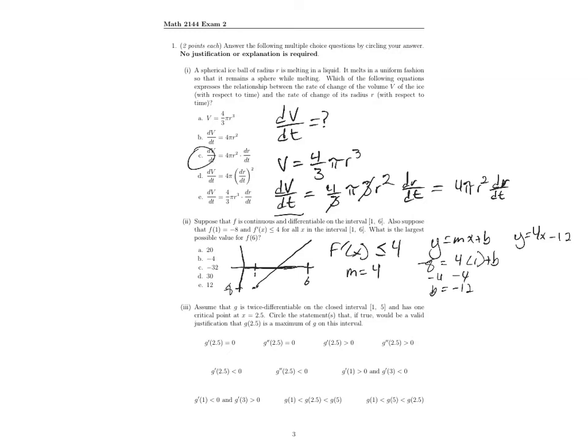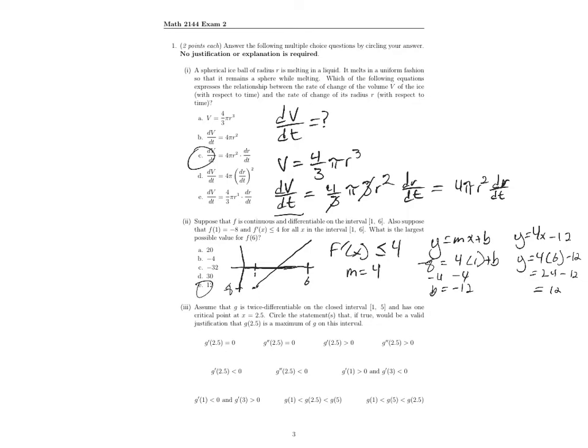So if we want to find f of 6, we're going to plug in 6 for x. So we get 24 minus 12, which equals 12. So the correct answer is E.